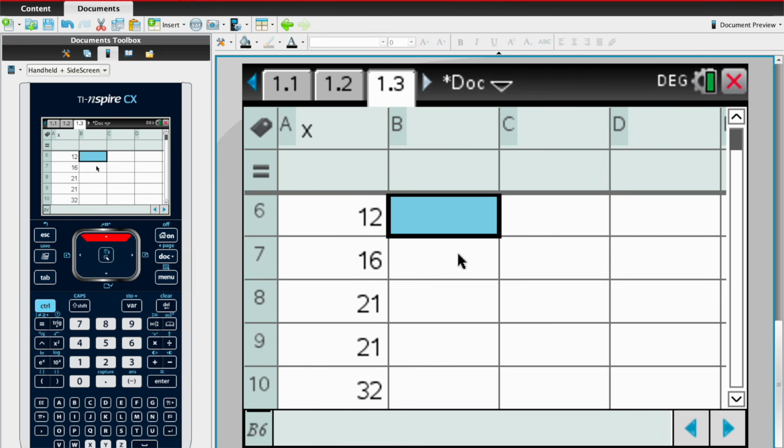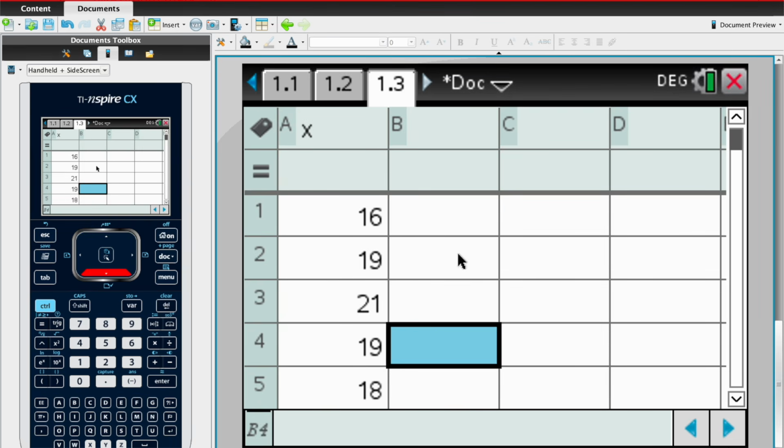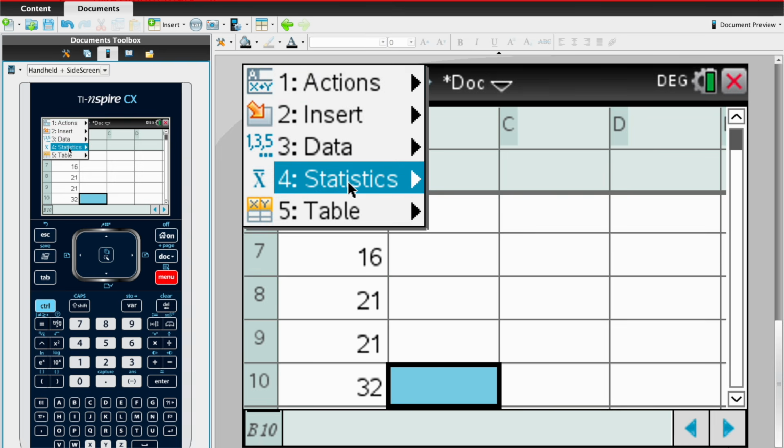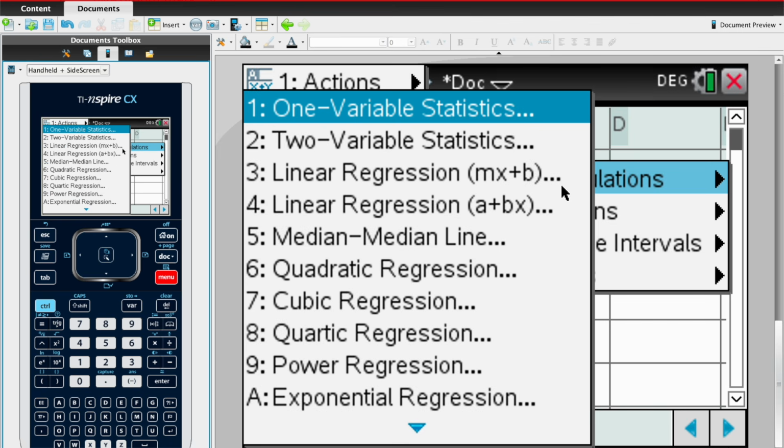We could do this by hand and arrange these from lowest to highest and find the middle value. It's an even number, so it might be a little bit more complicated, but we could. But I think this might be more streamlined and efficient. I'm just going to check that these are correct. 18, 12, 16, 21, 21, 32. All right, so menu, statistics, stat calculations.